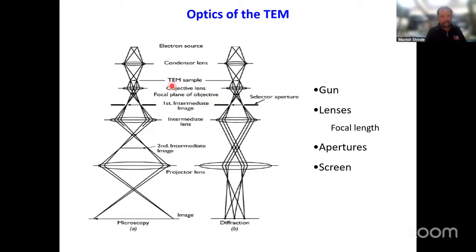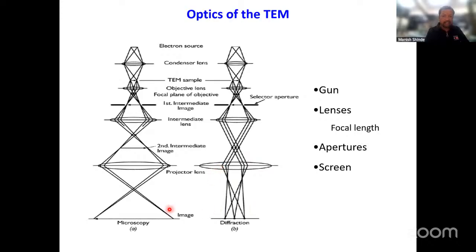So this is the optics of the TEM. Electron source, condenser lens, I already told you. Objective lens is there. Then these apertures are there, which will determine the thickness of the beam. That doesn't mean that there is only one objective lens in TEM. There are many lens systems. Some intermediate lenses are also there for further improving the magnification.